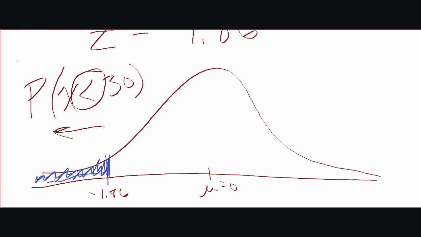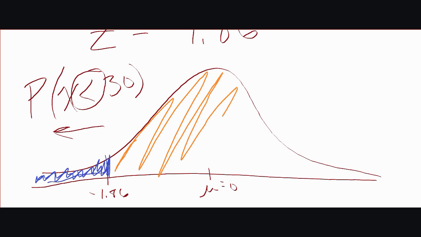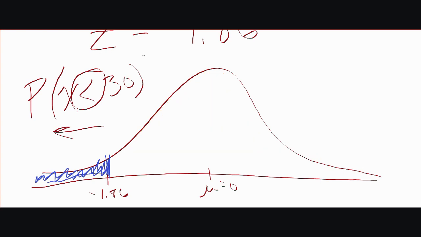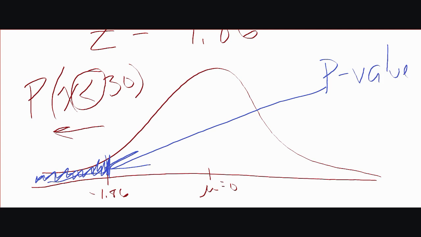And I want to know what percentage of the bell curve that represents. What percentage is that blue out of this whole big bell curve? I want to know about that percentage. And that percentage that I find is called the p-value, which is probability.